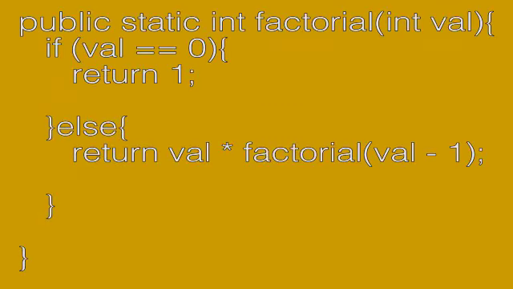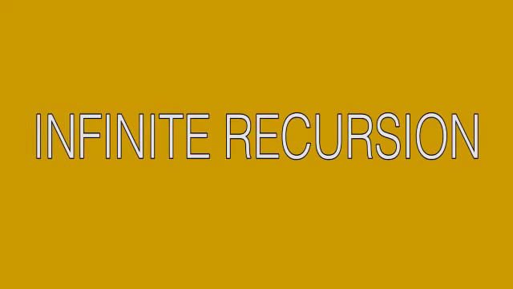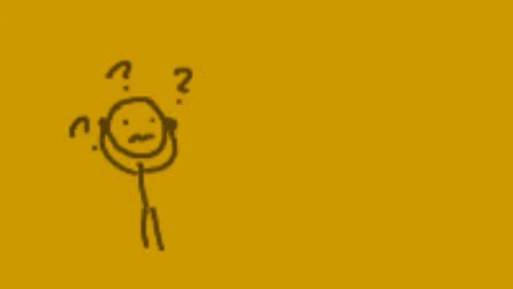A recursive method usually has at least one condition that just returns a value rather than another recursive call. The condition that stops a recursion is called the base case. If the method always calls itself, then it's infinite recursion. Now that probably sounds confusing, so let's use 4 factorial as an example.